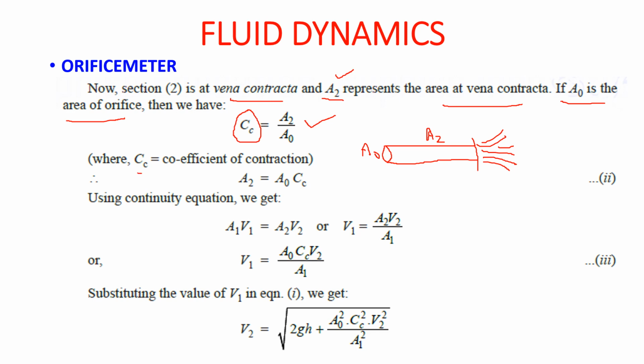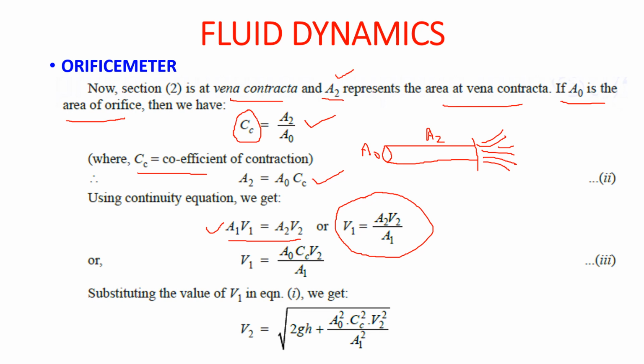So this value of the coefficient of contraction we require. We can directly say it will be CC equal to A2 by A0. Taking all these sides, A2 is equal to A0 into CC. By the above step we can write A2 equal to A0 into CC. Now using the continuity equation, we have A1 V1 is equal to A2 V2. So just rearranging this equation of continuity, we get V1 equal to A2 into V2 by A1.